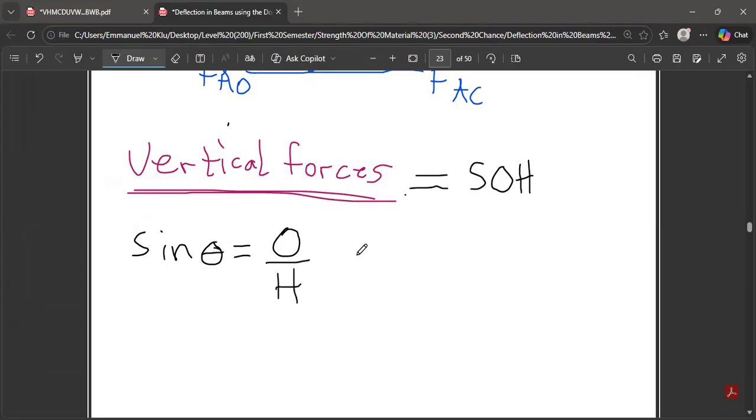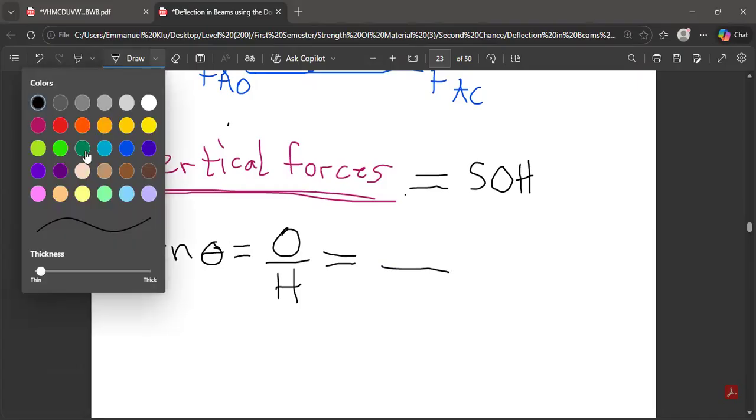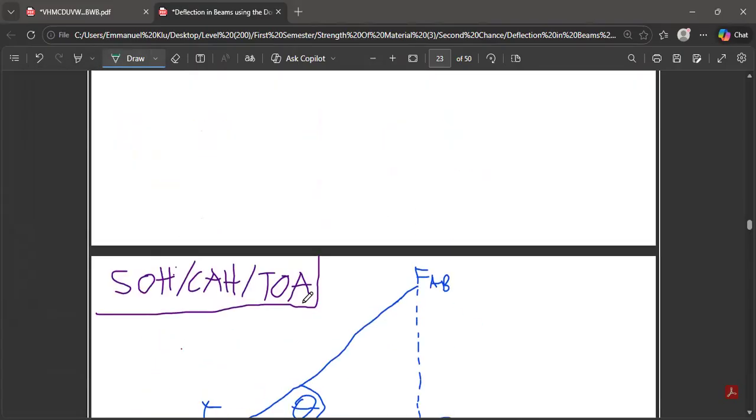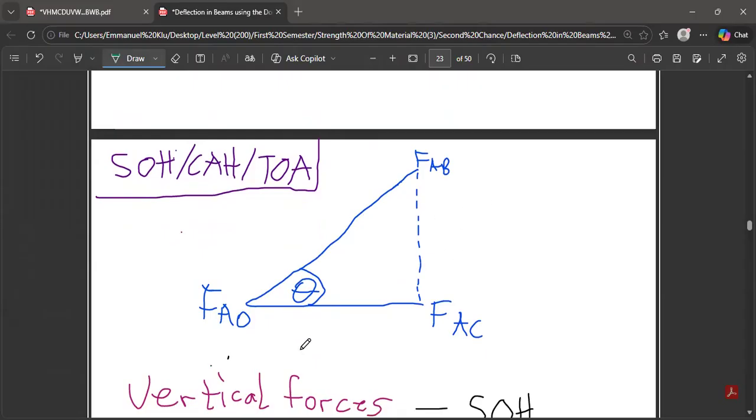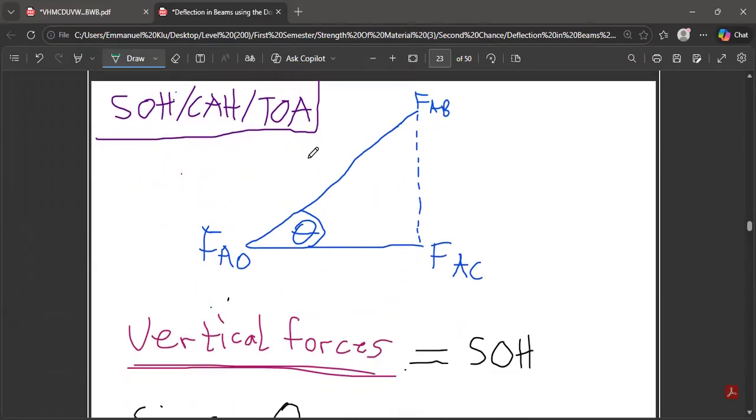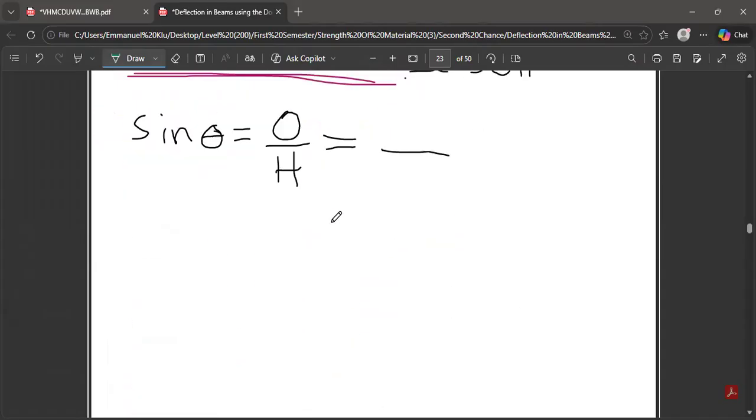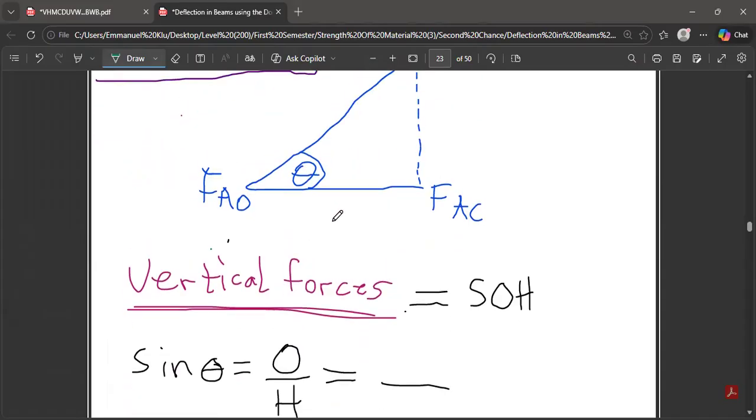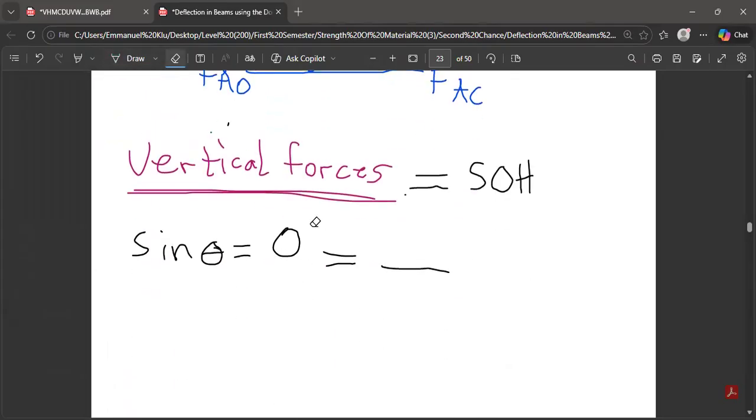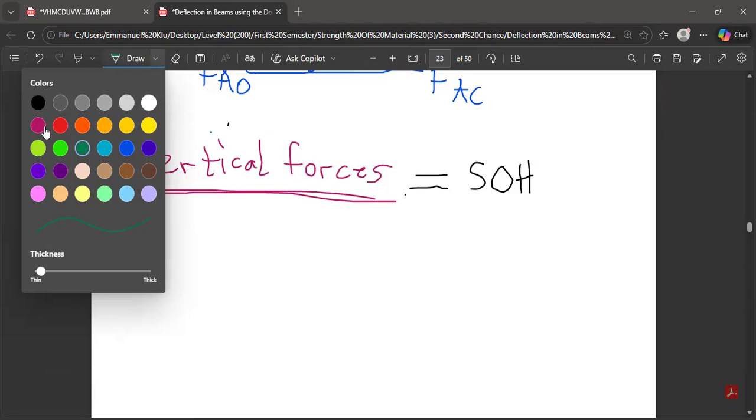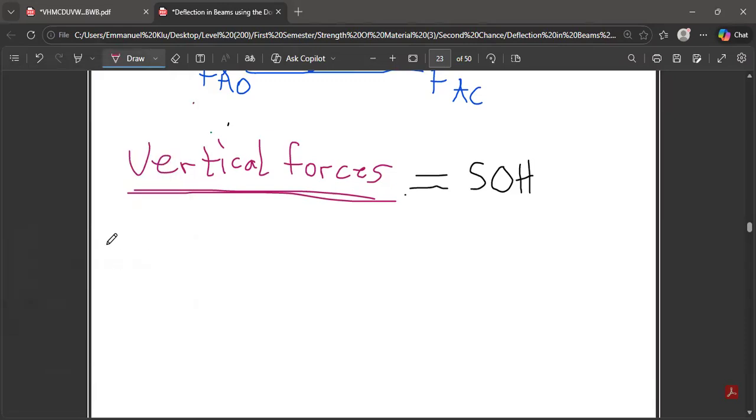In this case, who is the opposite? Who is the hypotenuse? The opposite in this case becomes this part, and the hypotenuse becomes this part. But take note, even before I put that down, I want to show you something. Let me quickly clean this, and then I'm going to also write for horizontal forces.